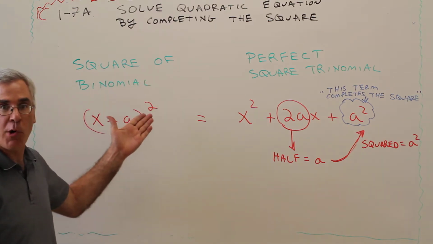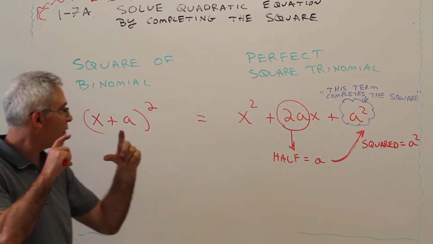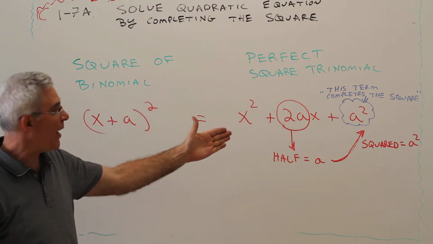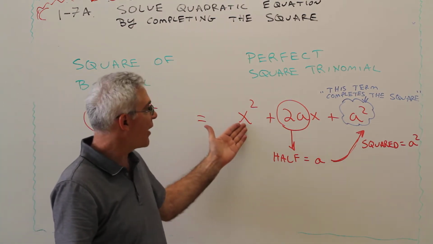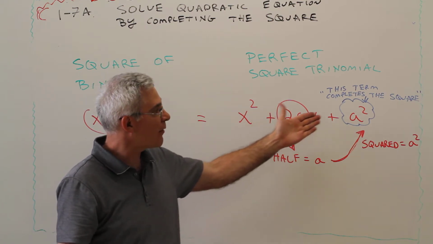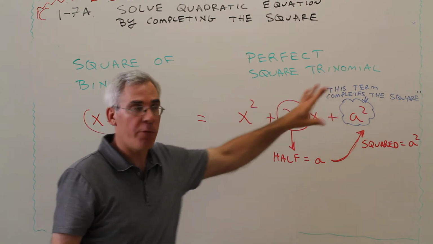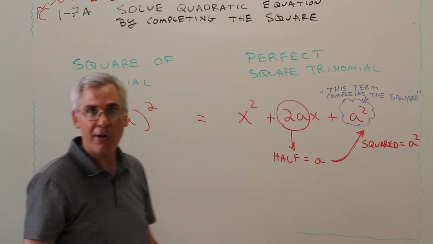Here I've got a square of a binomial, (x + a) squared. If we were to multiply or FOIL that out, we would end up with x squared plus 2ax plus a squared. This is called a perfect square trinomial. It comes from the square of a binomial.